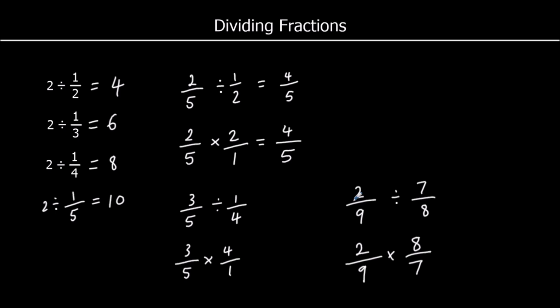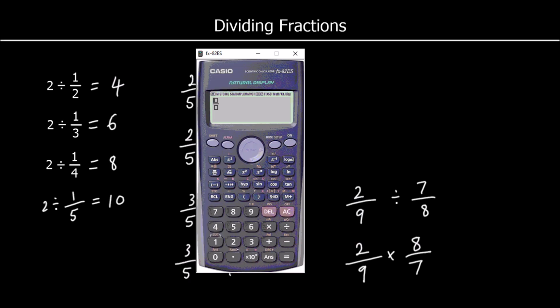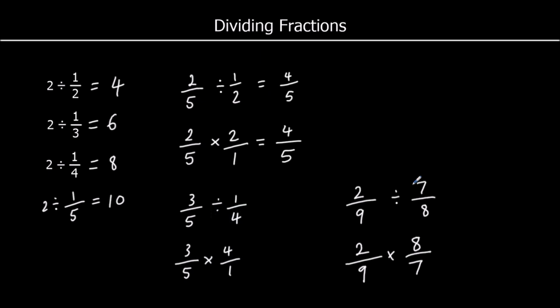So if you did 2 ninths divided by 7 eighths, that's 16 over 63. And if we did 2 ninths times 8 sevenths, that's also 16 over 63. So when we divide fractions, we're going to change them to multiplications and flip over the second fraction. Let's look at an example of this.